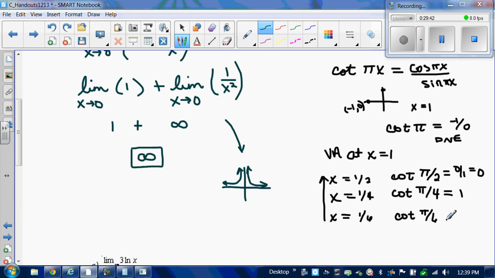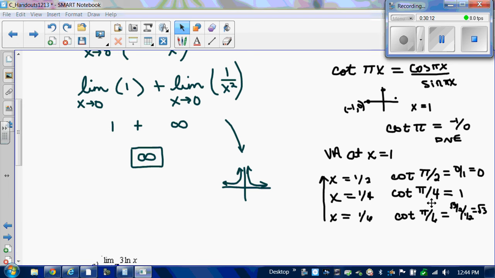Alright, so cotangent of pi over 6. Cosine is root 3 over 2, and sine, remember pi over 6 is right here. So it's the long x one, the short y. So root 3 over 2 over half, which just gives you root 3. Okay. So let's see here.